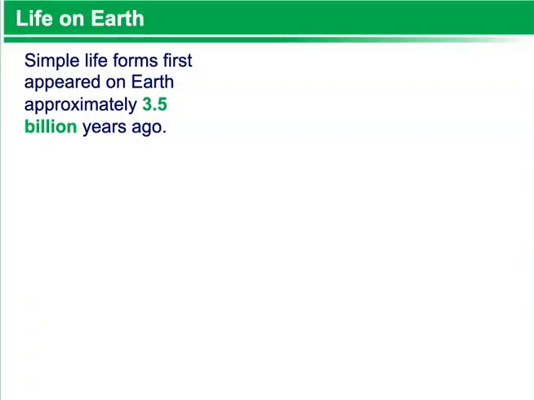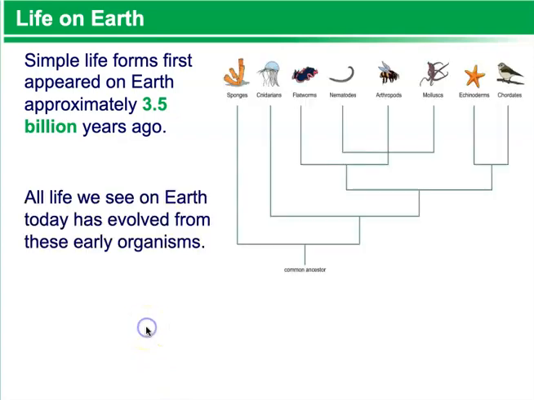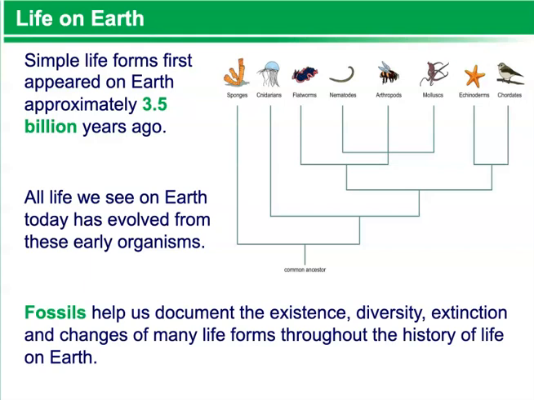Life on Earth. Simplest life forms first appeared on Earth approximately 3.5 billion years ago. All life we see on Earth today has evolved from these early organisms. Fossils help us document the existence, diversity, extinction, and changes of many life forms throughout the history of life on Earth.